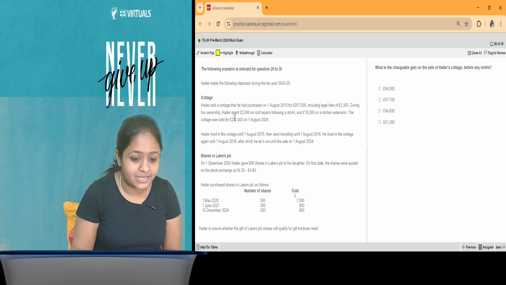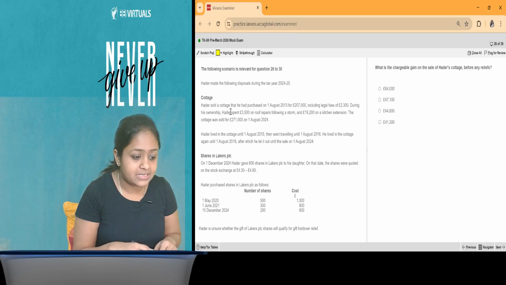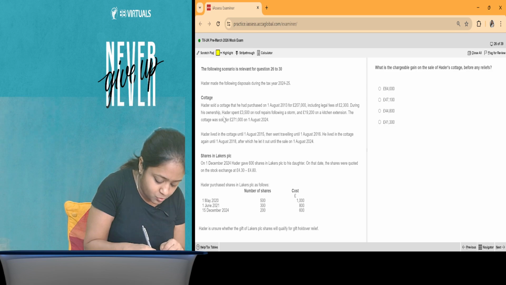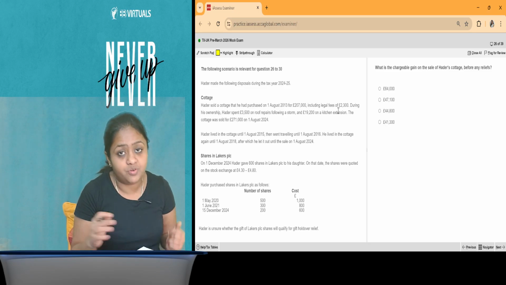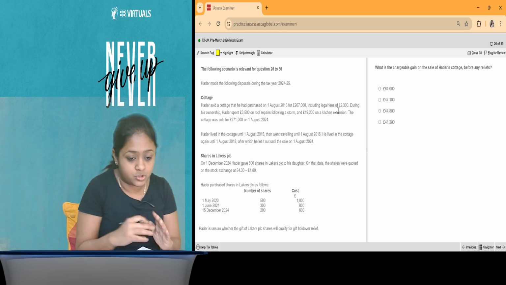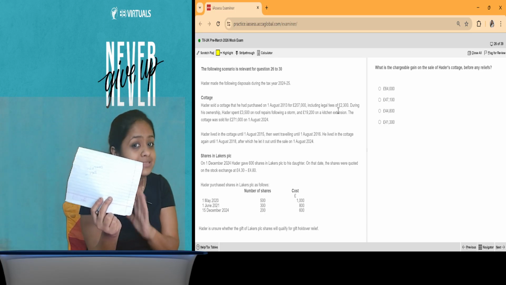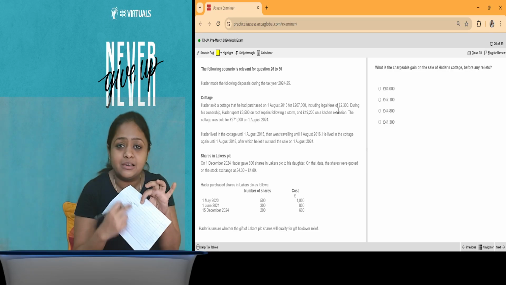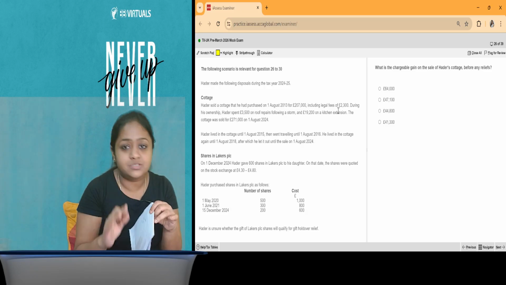So let's do the calculation on the cottage. Heather sold a cottage that he had purchased on 1st August 2013 for 207,000. So 207,000 is the cost that I will reduce, including legal fees of 2,300. You know that incidental costs on acquisition will also be reduced, so I will reduce 2,300 also. This is how I will do it on the rough paper in my exam also. I will start doing the calculations parallelly. I will not wait to completely read and then do a rereading. That is going to waste a lot of time.